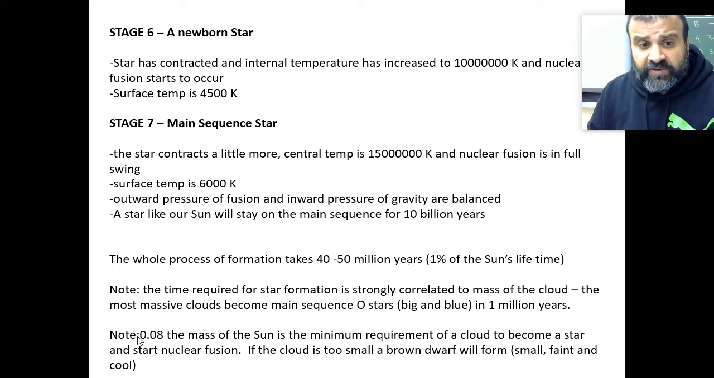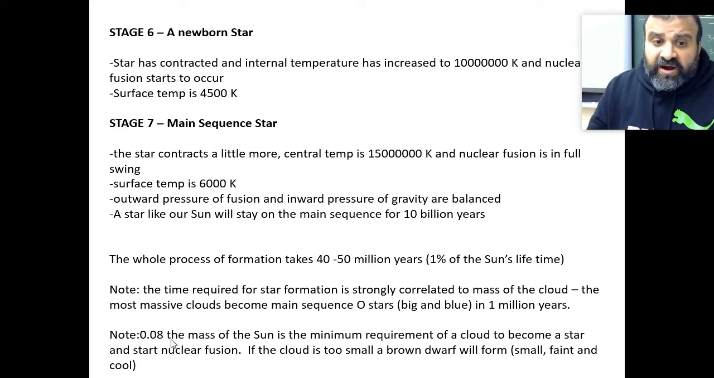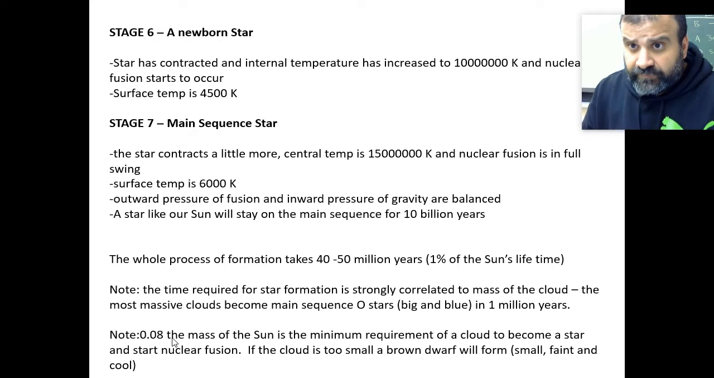Next point worthy of noting: stars that are 0.08, or 8%, the mass of our sun. If a gas cloud is less than 8% of the mass of the cloud that became our sun, it's too small. It will never become a true star. It will never begin nuclear fusion. So a gas cloud that is 8% the mass of our sun will never become a star.